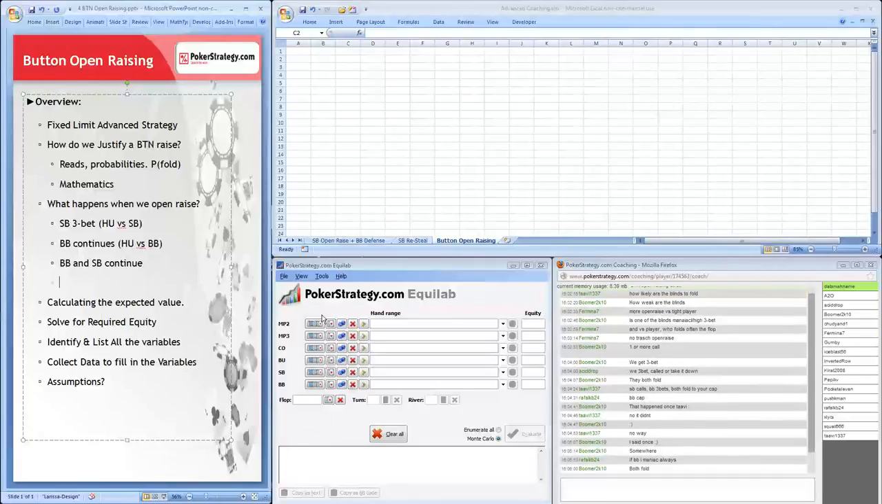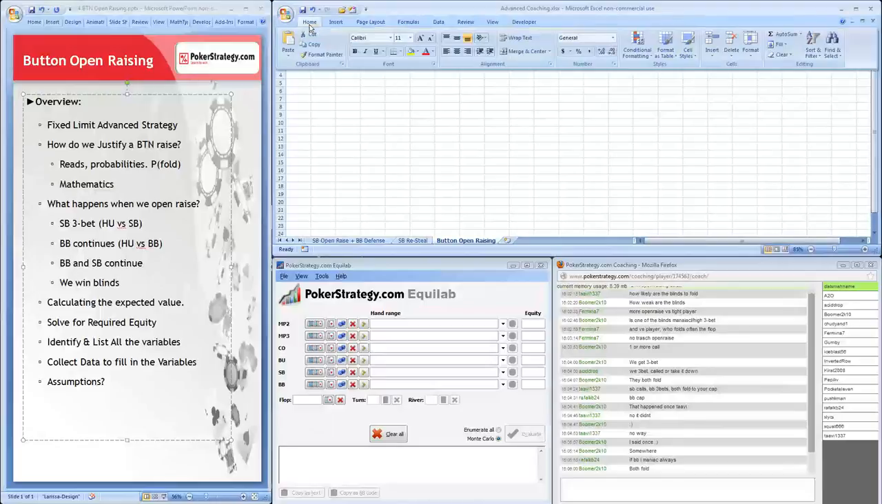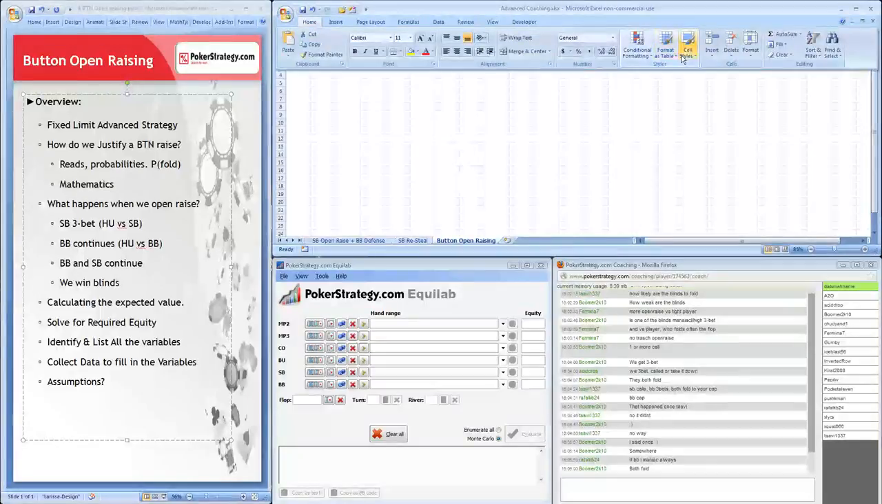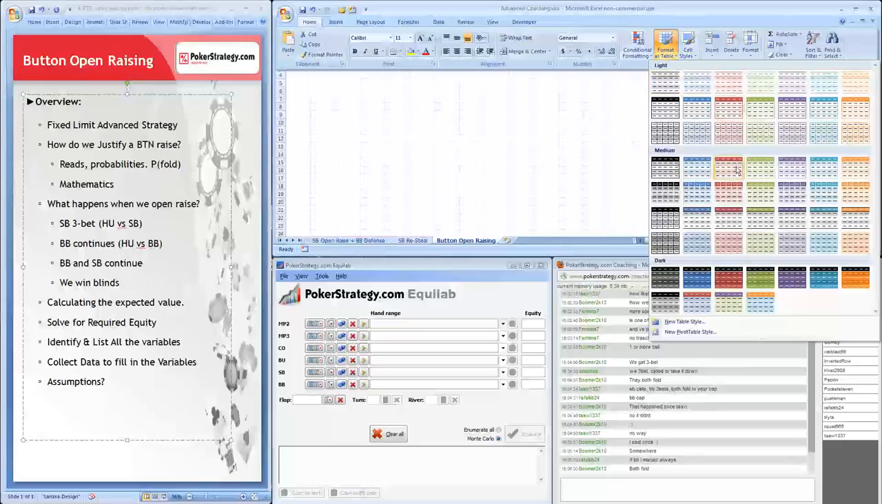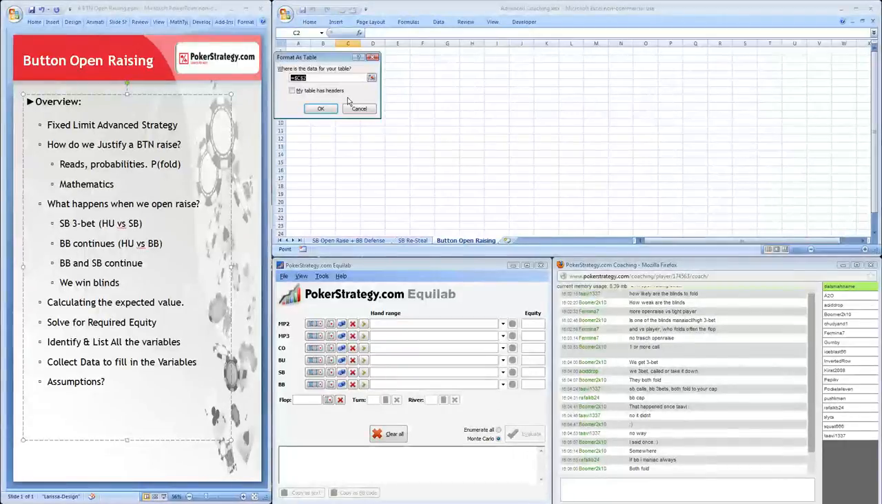Both fold, exactly, right? We win the blinds. Okay, so we have four scenarios. And why don't we just start by creating a couple of tables here. That one looks nice. Oh, select an area.